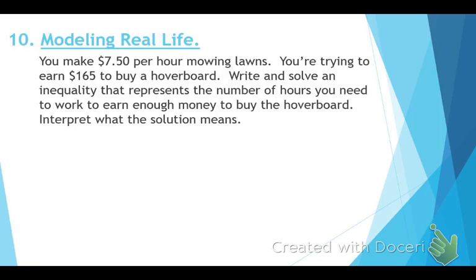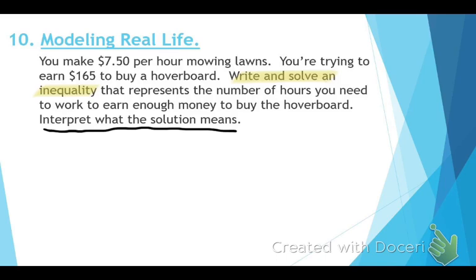All right, for the last problem of the day, you make $7.50 per hour mowing lawns. You are trying to earn $165 to buy a hoverboard. Write and solve an inequality that represents the number of hours you need to work in order to earn enough money to buy the hoverboard. So you are writing and solving an inequality. Then I want you to interpret what your solution means. Interpret what your answer means to me in a complete sentence.